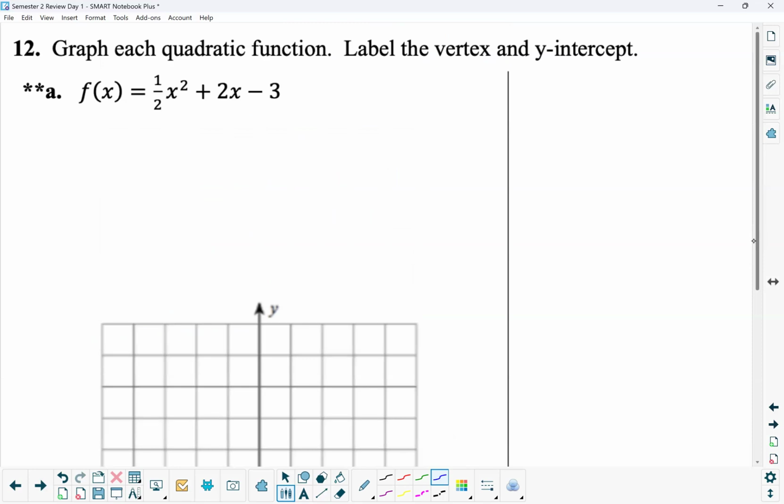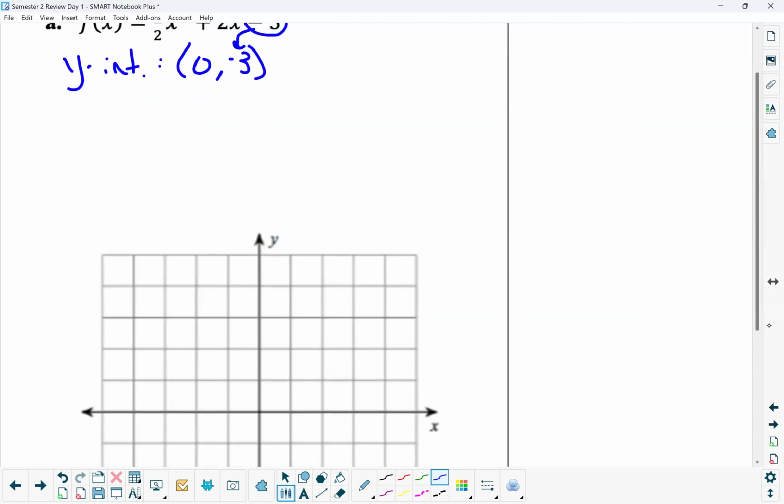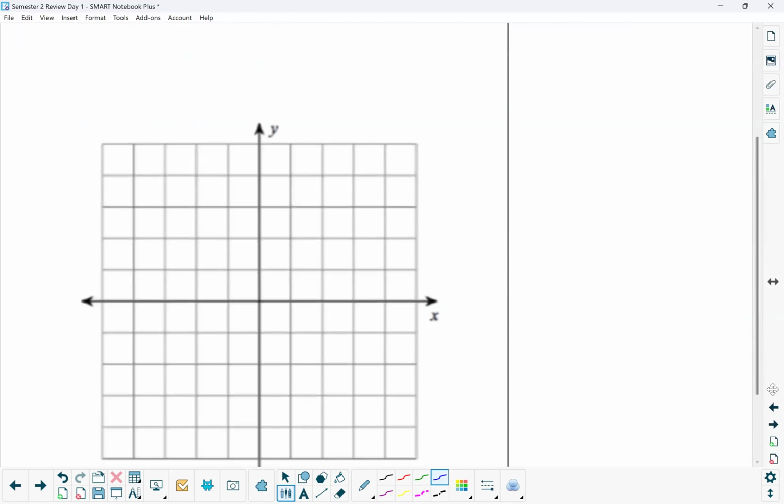So here's a graphing problem. Graph each function, label the vertex and the y-intercept. So again, let's start with the y-intercept. It's easy if it's in standard form. The y-intercept is 0, negative 3, whatever this value is, that just goes in as the y-coordinate of the y-intercept.